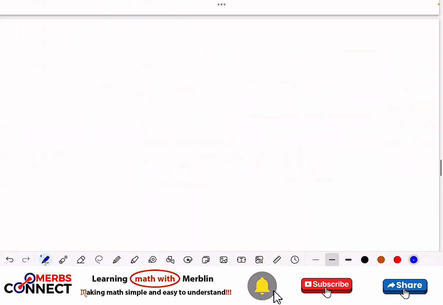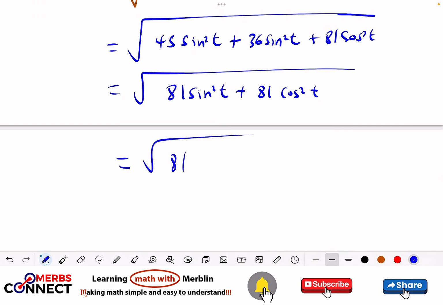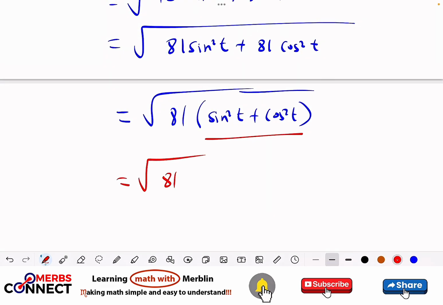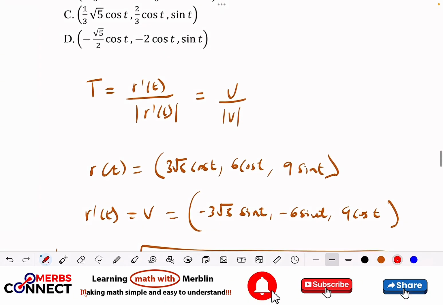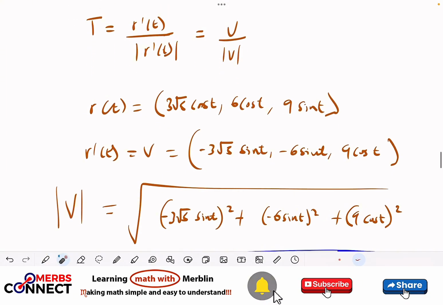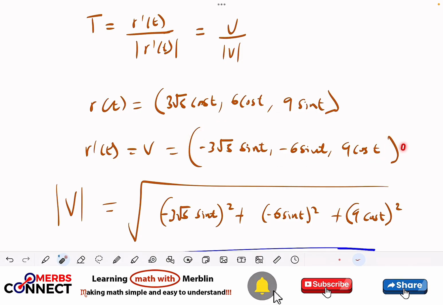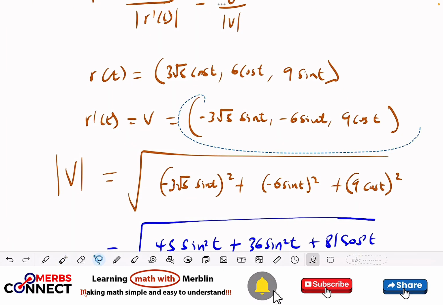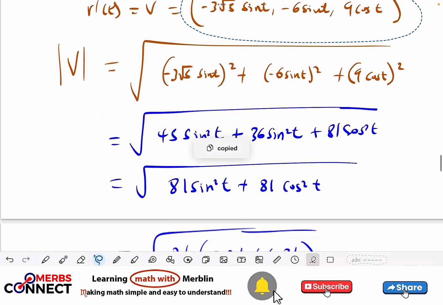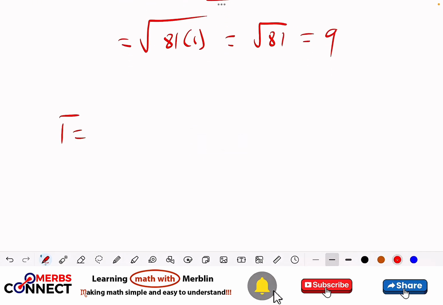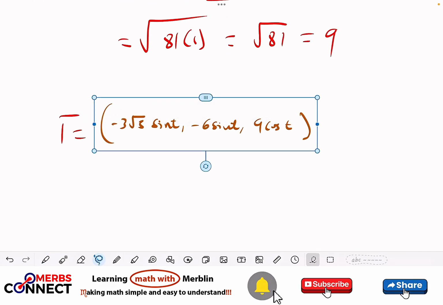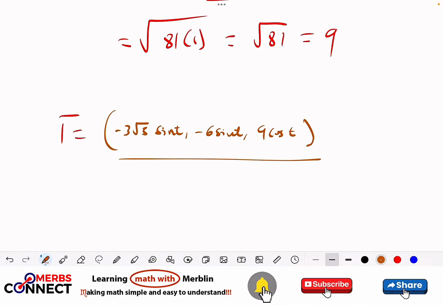So let's see what we are going to get here. I can factor 81 out and have sine squared t plus cos squared t. But we know that this is going to give us 1. So the square root of 81 times 1 is equal to 81, and this is 9. So the magnitude is 9. It means that we just need to pick this one and divide it by 9 and get our unit tangent. So my unit tangent is equal to my r prime divided by 9.